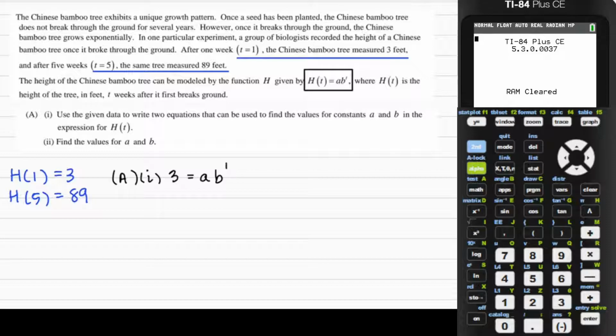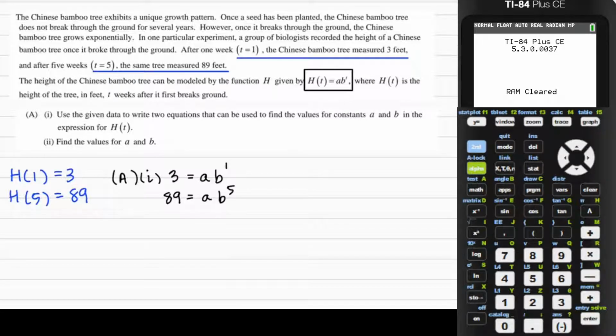And then for my second data point, I'm going to have h of 5 equals 89. So that's going to be 89 equaling a times b to the 5. And then that's all we got, 2 equations that could be used to find the values of constants a and b. And I recognize in this class we have actually gone by hand and divided the second equation by the first and seen that b to the 4 equals 89 over 3. We could take the 4th root and proceed without a calculator. But we've got a calculator, so we might as well use it, right?